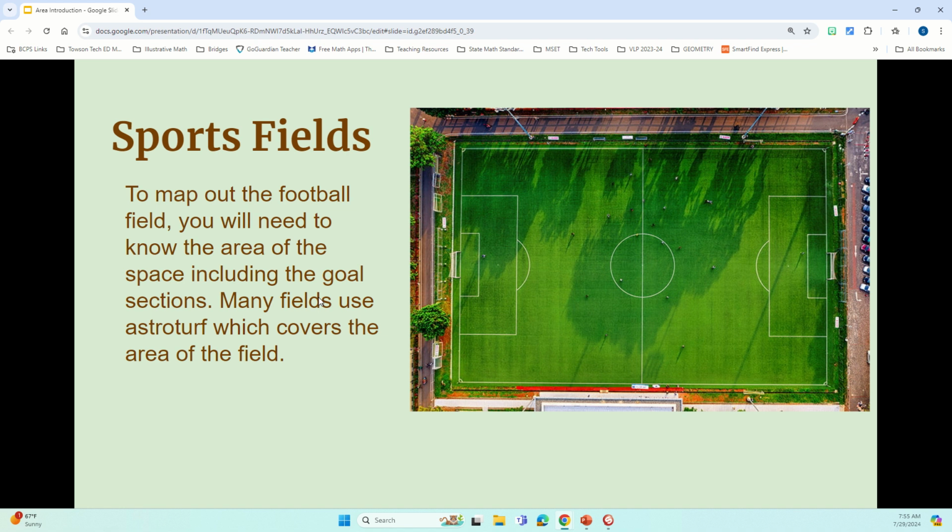Sports fields. A variety of sports fields use area. For this example, to map out the football field, you need to know the area as well as the space for the goals. And most fields use what's called AstroTurf, which is kind of like a fake grass that they have to lay out. And they'll need to know the area so they can determine how much AstroTurf they need to cover the field.